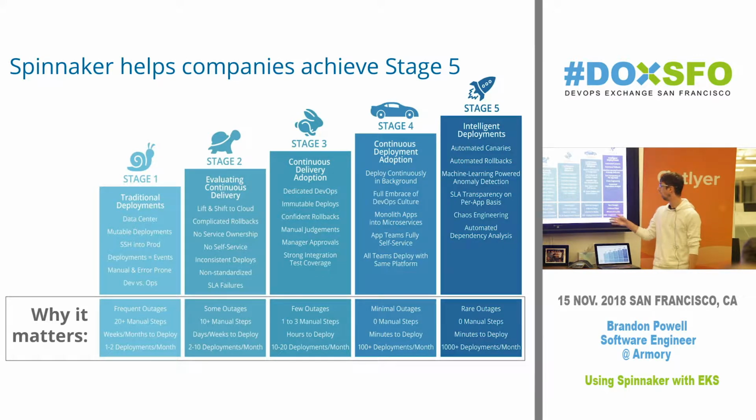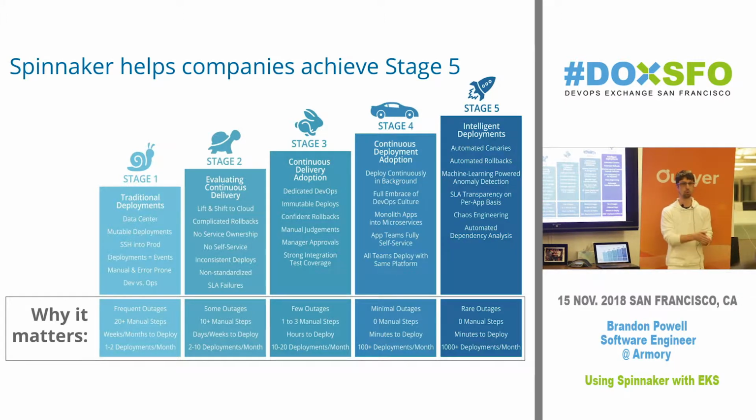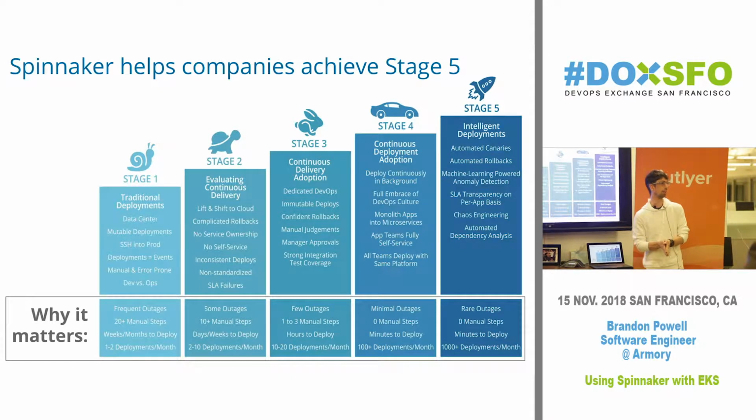So Spinnaker helps companies go to stage 5 where there's automated canaries, automated rollbacks, chaos engineering, there's 0 manual steps. It takes minutes to deploy, not ages, like some of us have done maybe 15, 20 years ago. Or me a few months ago. By the way, I've been working at Armory for 3 months now. Going from a company that did very, very slow deployments to a very fast-paced world, there's a lot of learning involved. And a lot of fun. If you're not having fun while you're learning, you're doing something wrong.